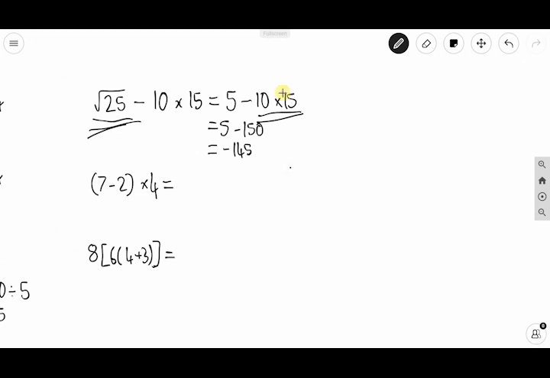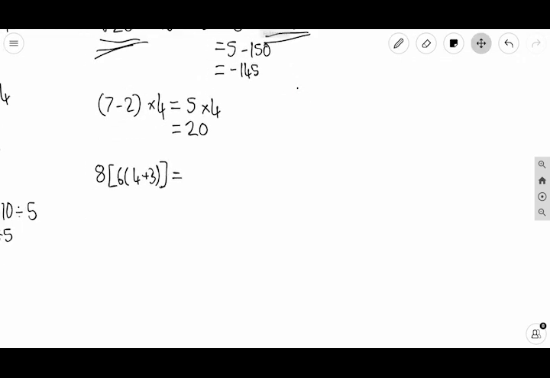So we do 7 minus 2, giving us 5. And then we can just do the multiplication. So 5 multiplied by 4 would give us 20. So that's the right answer. Let's move on to the next question.